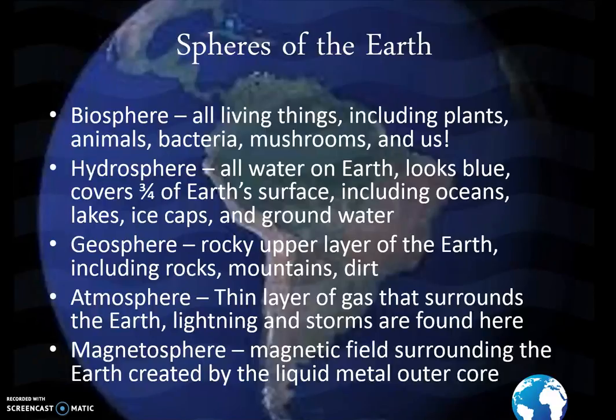Next, we have the hydrosphere. The hydrosphere is all water on Earth. Earth looks blue. It's called the blue planet, so the hydrosphere is a pretty large sphere. It covers 3/4 of the Earth's surface, but it's not only those blue oceans you see. It's also lakes, ice caps, groundwater, and any other type of water, including the clouds in the atmosphere.